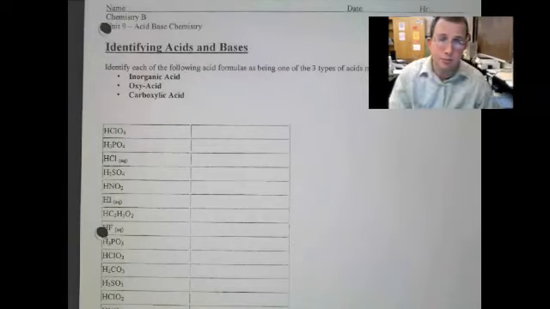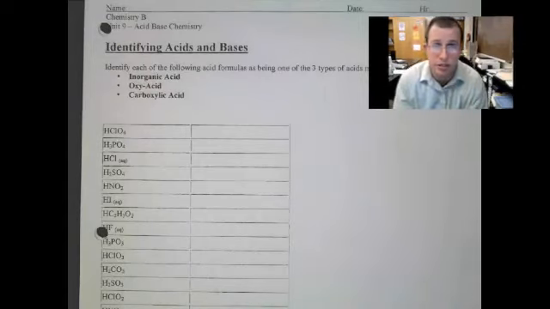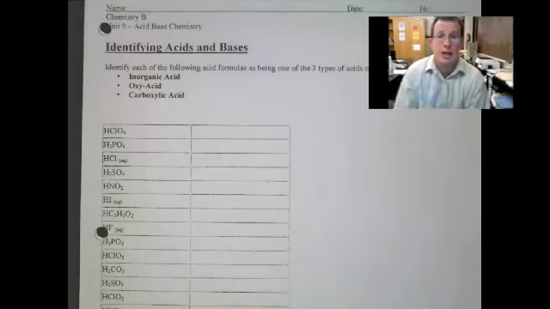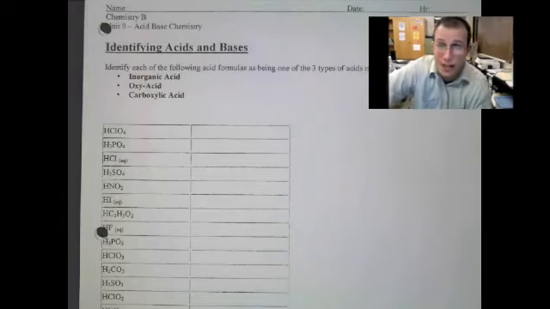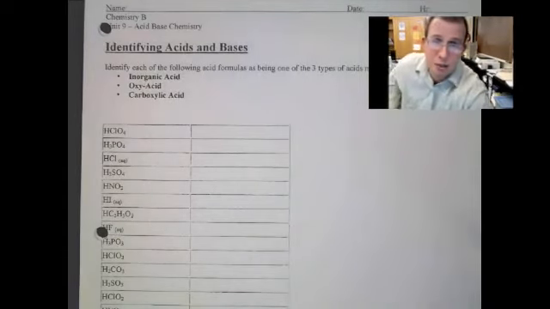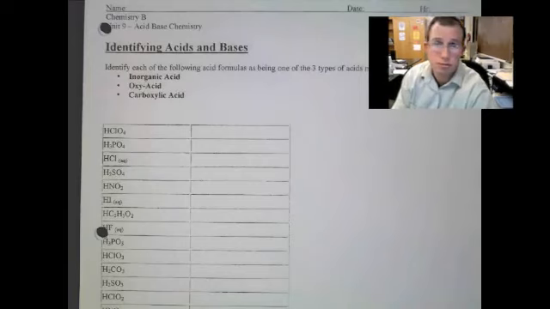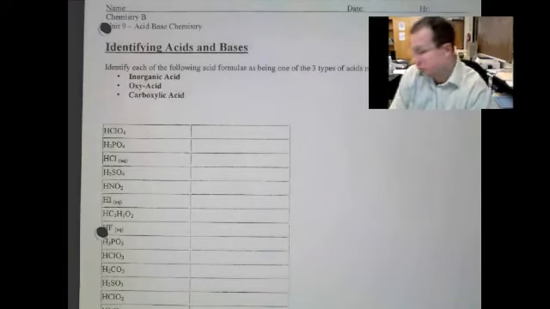Hi. So today we are going to be looking at how to identify whether something is an acid or a base, and more specifically, how to identify different types of acids based on their chemical formulas. If we take a look over here, and again this worksheet is on the website right on this page, so if you want to look at it or practice with it, feel free.